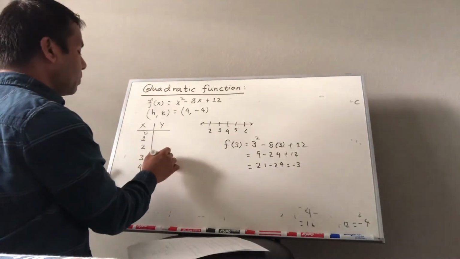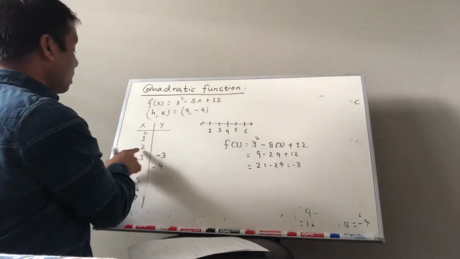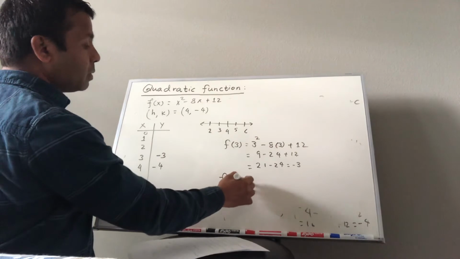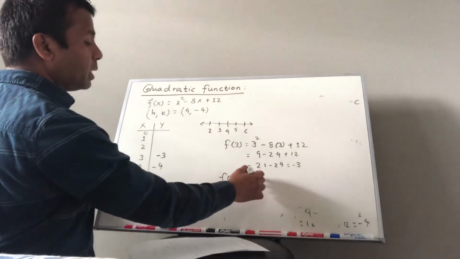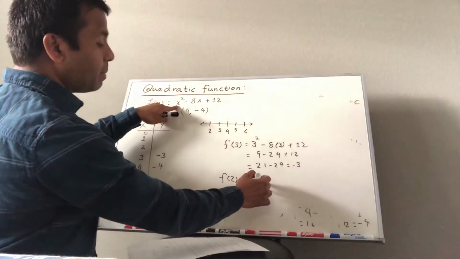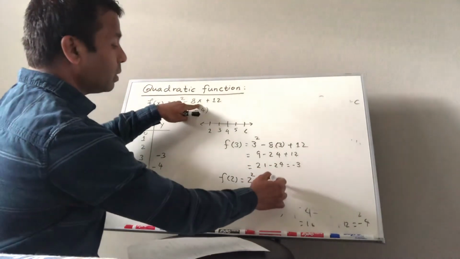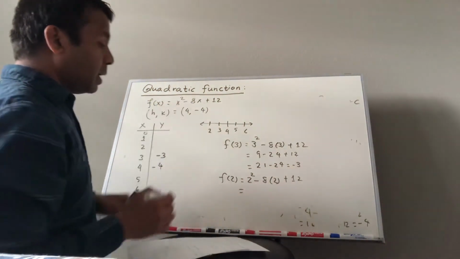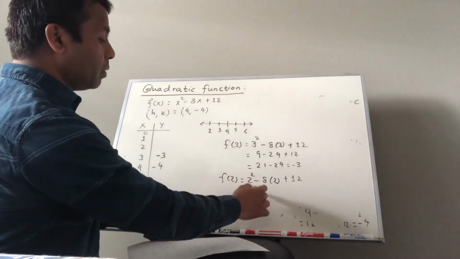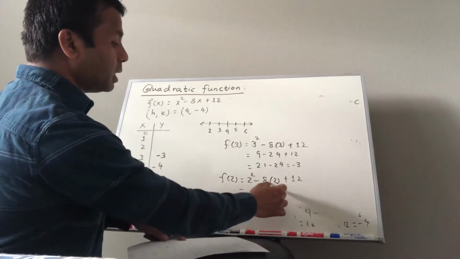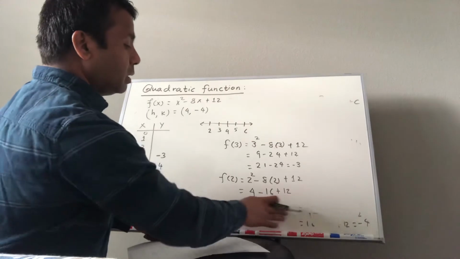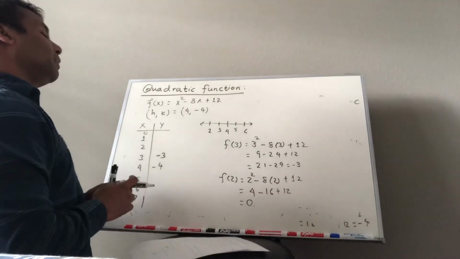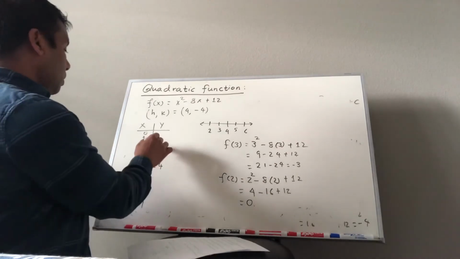So f(3) is -3. And if I want to plug in 2, f(2) is going to be 2 squared minus 8 times 2 plus 12. So 2 squared is 4 minus 16 plus 12. So that's going to give me 0, right? So it will be 0.